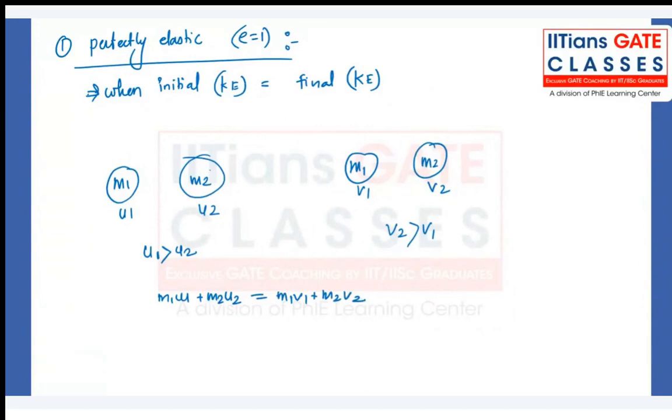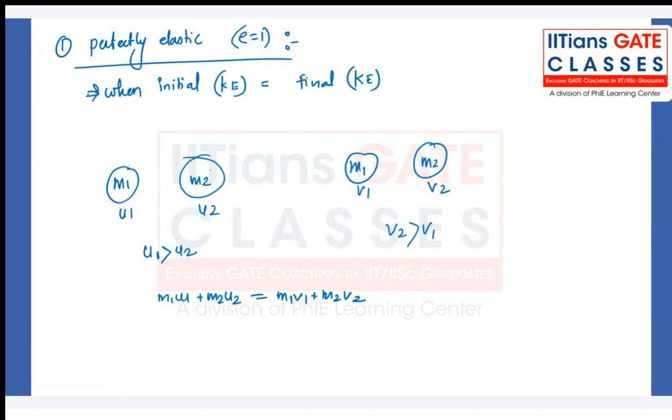Okay. Mass is also remaining same. M1 plus M2 is before impact and M1 plus M2 after impact. That is also the law of conservation of mass. Mass is also not changing. Momentum is also of the entire system. It will remain same. Though the velocities will change, the overall momentum will remain same.